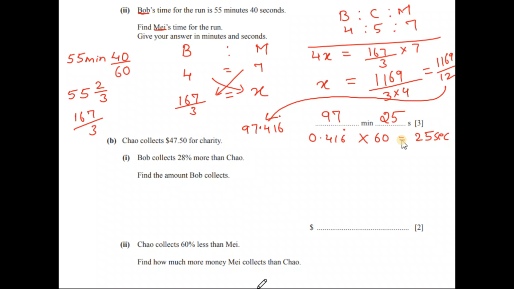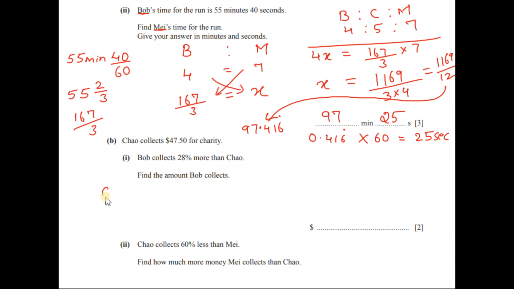Chow collects $47.5 for charity. Bob collects 28% more than Chow. Find the amount of Bob. Now that is a simple case again. Again cross multiplication. Whenever you see direct proportionality, why am I saying directly proportional? Because if the percentage increases, the amount will increase, and if the percentage decreases, the amount will also decrease. So here we can straight away go to direct proportionality.